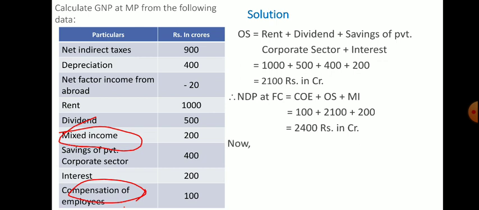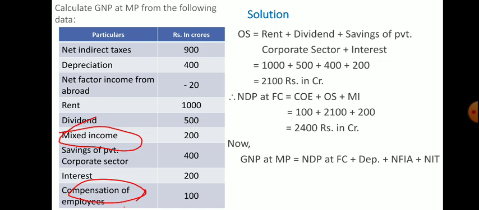Now, we can convert it into GNP at MP. We do not need to convert it into NNP at FC, because we do not have to find out the national income; we have to find out GNP at MP. If it is asked to find out national income, then you should convert this NDP at FC into NNP at FC. So, GNP at MP is equal to NDP at FC. This is net, so we have to convert it into gross, so we are adding depreciation with it.